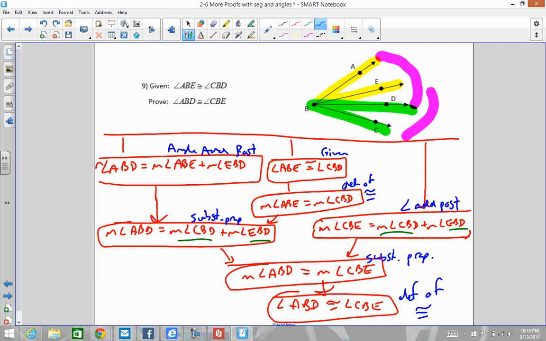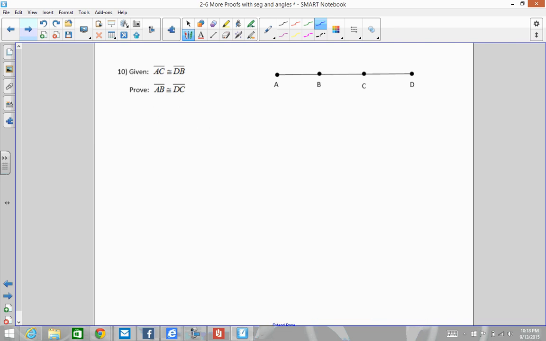Learn these processes. They'll help you when you do some of the bigger, more complex proofs when we get into chapter 3 or chapter 4. Okay? And we've got one more left. So let's look at this one.